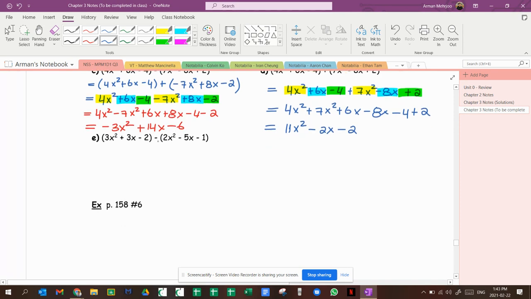So I see I have a negative sign. And so I have to add the opposite. So I'm going to add the opposite of each one of these terms in the brackets. So 2x squared is going to be minus 2x squared. Minus 5x is going to be plus 5x. And minus 1 is going to be plus 1. Now I can get rid of my brackets.